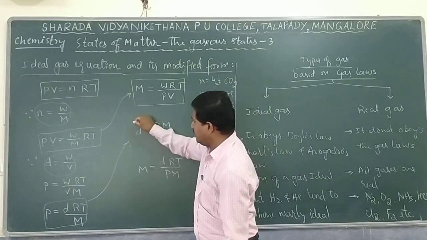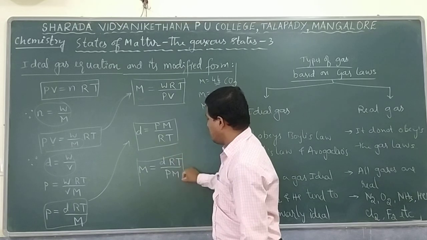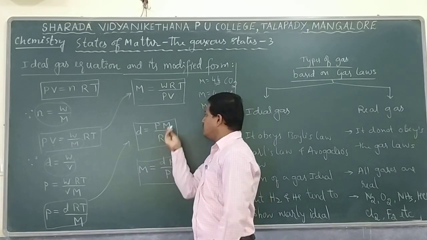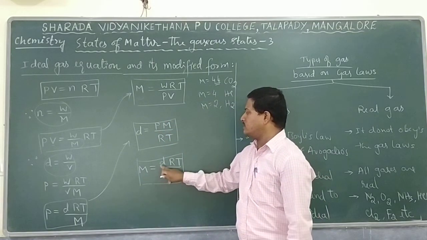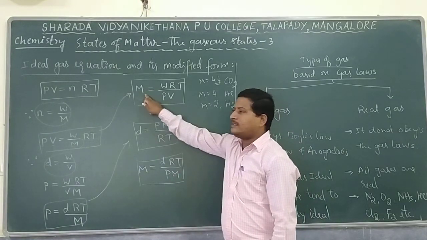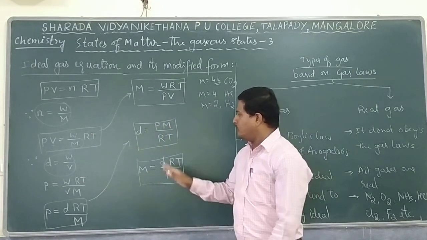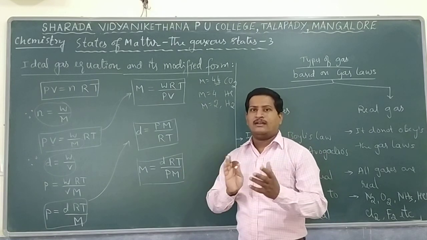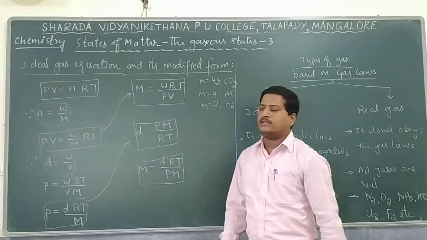And using density, it is possible to find out the molecular mass. Another relation from the above: if you know density, molecular mass can also be calculated by using another relation. Molecular mass equals dRT divided by P. That means if you know molecular mass, density can be calculated, or if you know density, molecular mass can be calculated. So all these interlink. If you know one, the other can be calculated using this modified ideal gas equation.